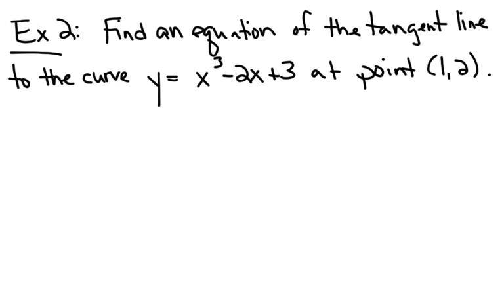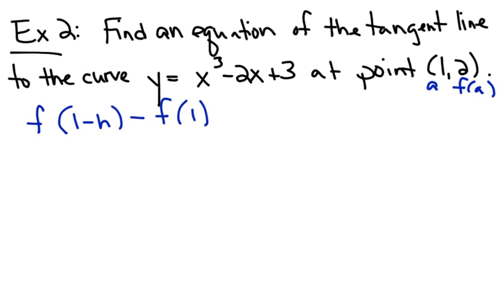Find an equation of a tangent line to the curve y equals x cubed minus 2x plus 3 at the point 1, 2. So if you know that this is a and this is f of a, then we can do f of 1 plus h, because we just said a was 1, minus f of 1, divided by h, and then find its limit. I just didn't write that to the left of it.